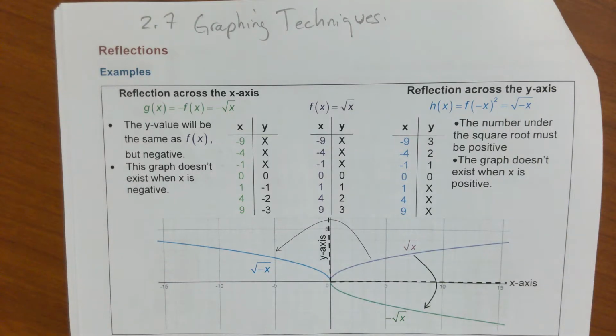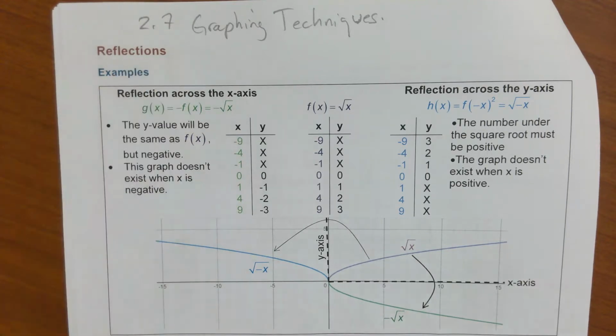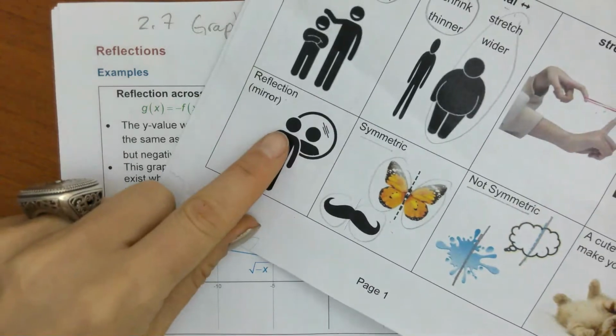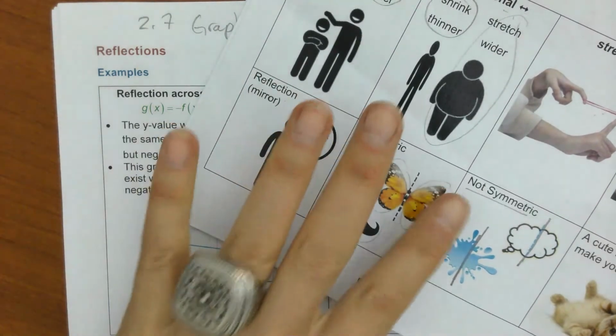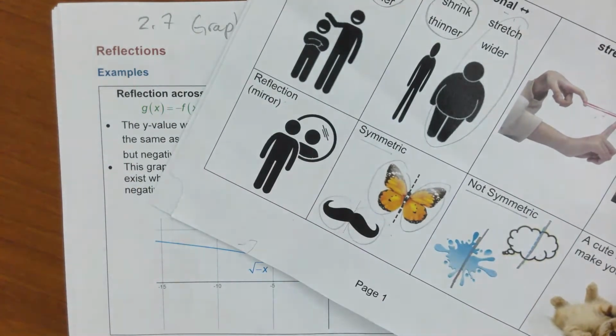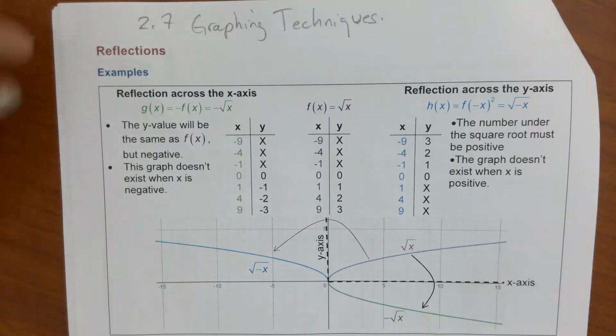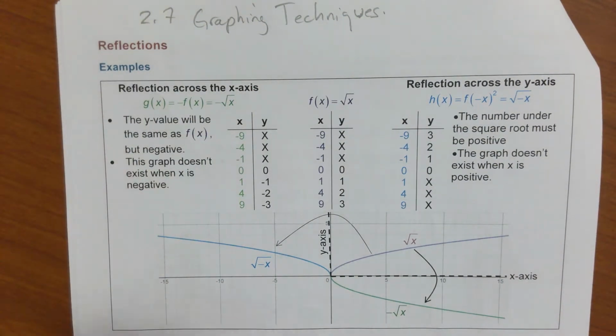We're still in 2.7 graphing techniques. We're doing reflections. So remember, reflections, it's like a reflection in a mirror. It's exactly the same, and we have symmetry. If we reflect it this way, it's exactly the same. Okay, so we have two different types of reflections here.